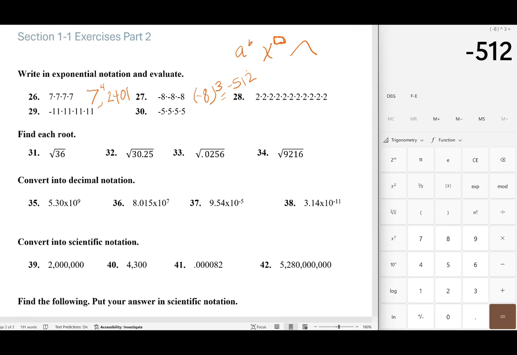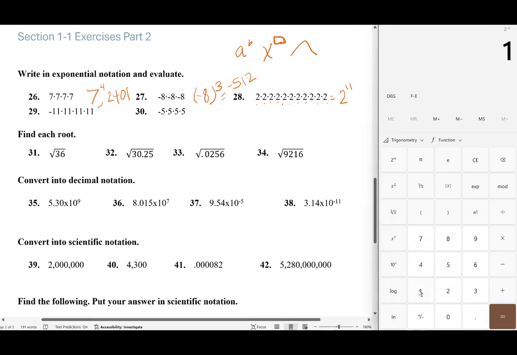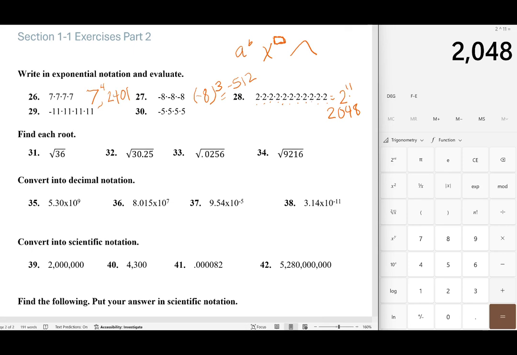Let's go ahead and count the 2's. 1, 2, 3, 4, 5, 6, 7, 8, 9, 10, 11. 11 2's, so 2 is our base. So our exponent notation is 2 to the 11th power. Let's type that in the calculator. 2048. Okay.